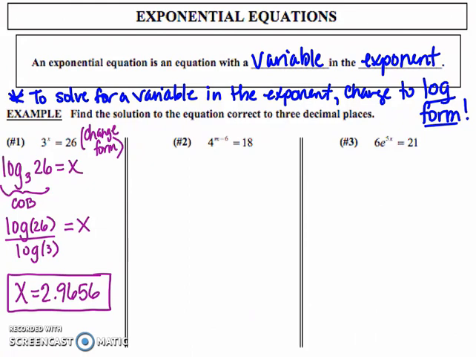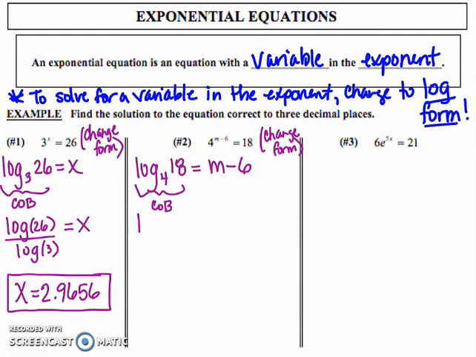Number 2 is very similar. Once again, our exponent m is up in our exponent, so first step here again is going to be to change form. So this one is going to look like log base 4 of 18 equals, this time my exponent is m minus 6. I'm going to proceed the same way as before. I'm going to use the change of base formula to evaluate log base 4 of 18. So that's going to be log of 18 divided by log of 4. That's going to be equal to m minus 6.